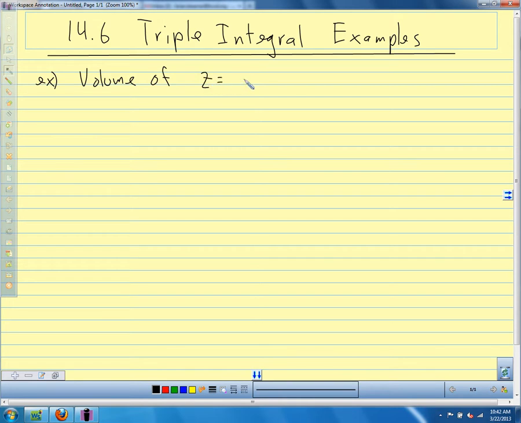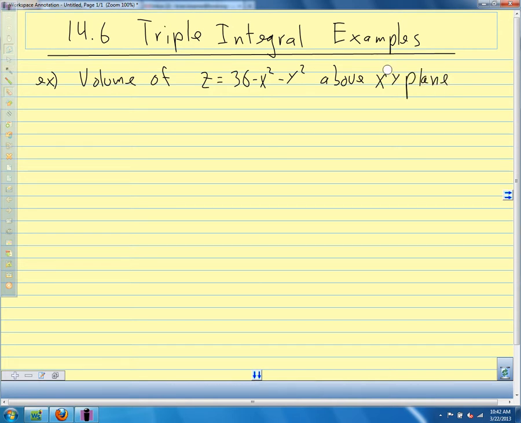of our surface z equals 36 minus x squared minus y squared above the xy plane. And we know how to use a double integral to do this. I just want to show an example of setting this up. And I mentioned at the end of class that right now, when we're finding volume, we're using a triple integral to do what we did with double integrals. And a triple integral after the first integral turns into a double integral that looks like what we did in the last couple of sections.